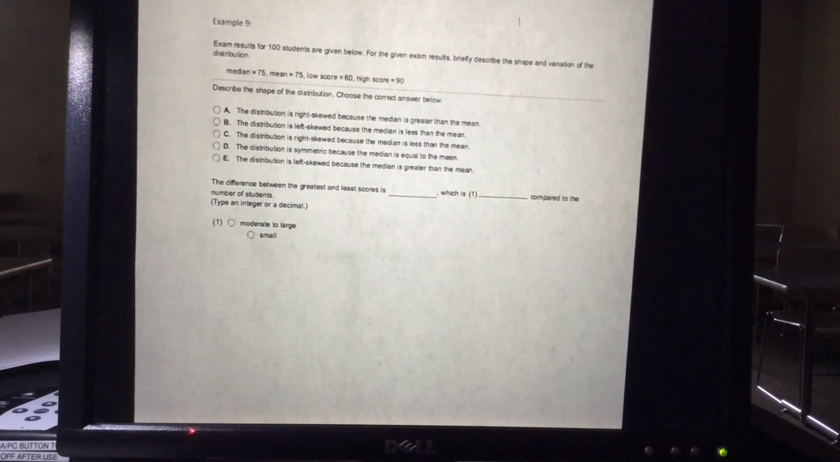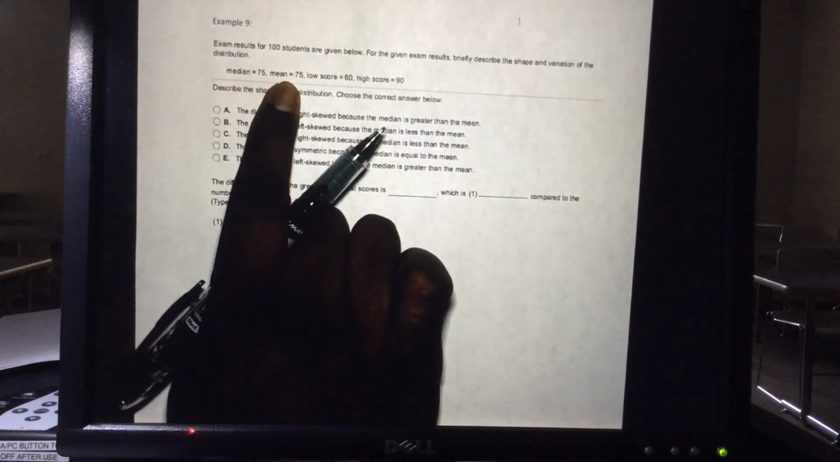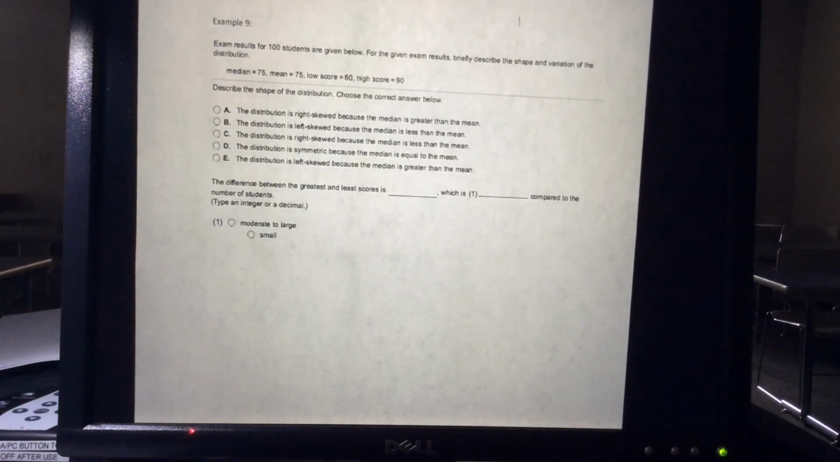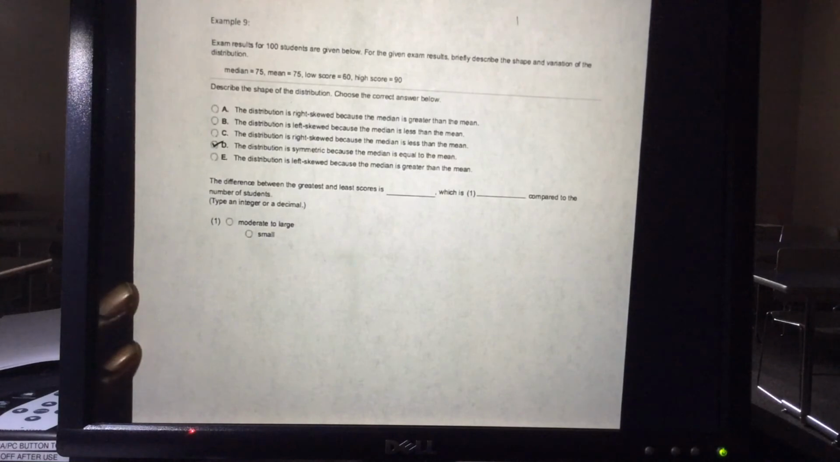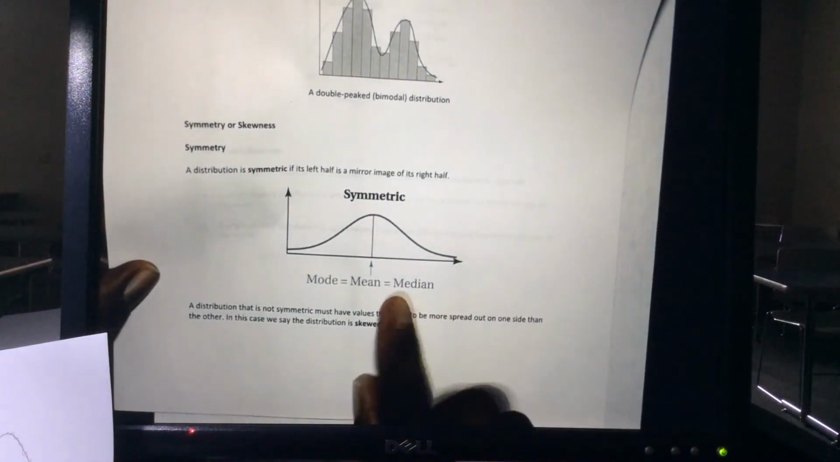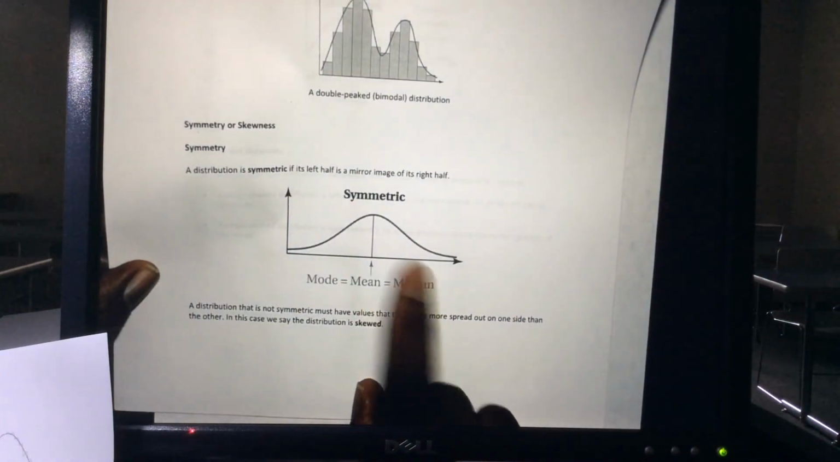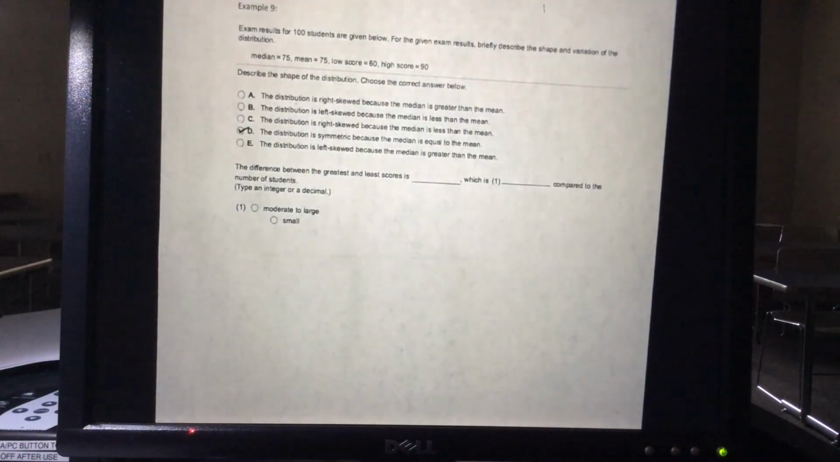In this case here, if you look at this, the median and the mean are exactly the same. So that tells me I'm going to have a distribution that is symmetric. Okay? If you recall, when we went over this, the mean and the median are the same. That means it is symmetric. So here we have a distribution that is symmetric because the median is equal to the mean.